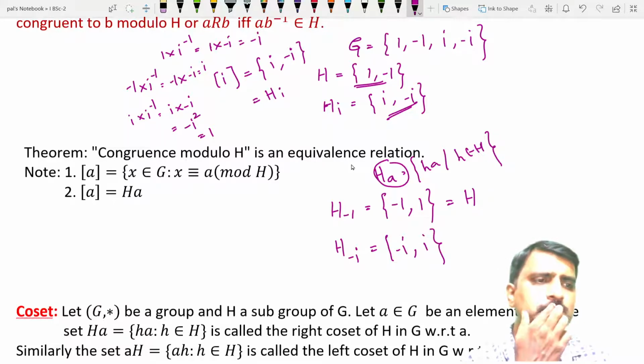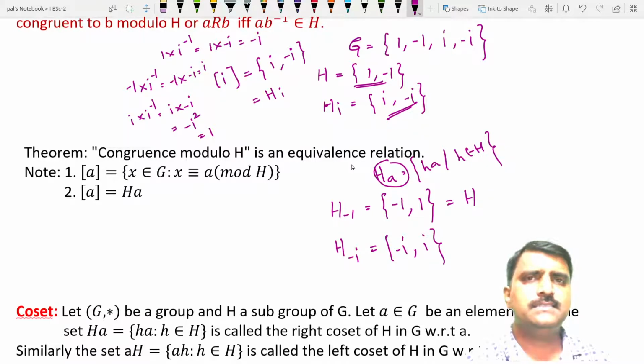Okay, it is another coset, and this coset and this coset both are the same. HI and H minus I are both the same, right? And you now observe this one.